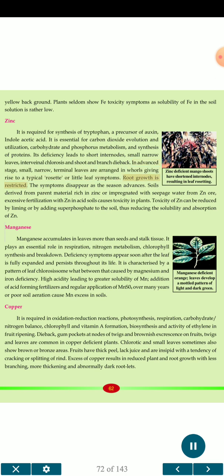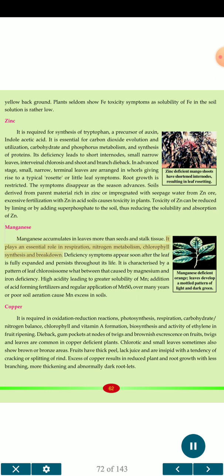giving rise to a typical rosette or little leaf symptom. Root growth is restricted. The symptoms disappear as the season advances. Soils derived from parent material rich in zinc or impregnated with seepage water from zinc ore, and excessive fertilization with zinc in acid soils, cause toxicity in plants. Toxicity of zinc can be reduced by liming or by adding superphosphate to the soil, thus reducing the solubility and absorption of zinc.